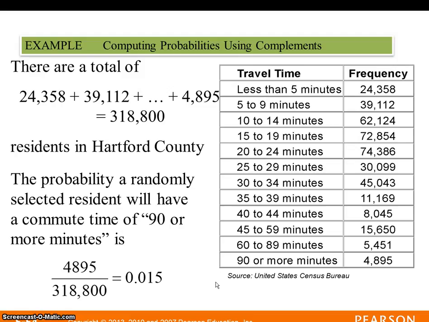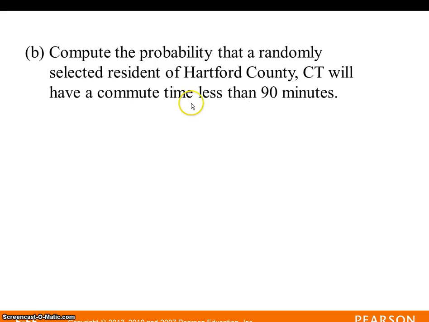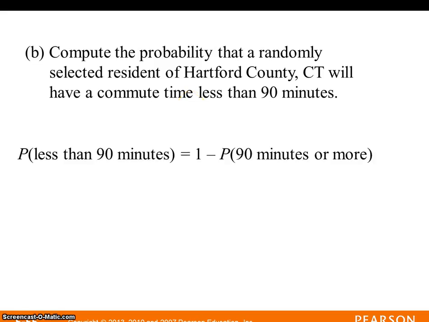Now, if you wanted to compute the complement of that, the hard way to do that would be to add all these together and then divide by the total. But what you can simply do in this case, if you want to calculate the complement, is just take 1 minus that probability, which will give you 0.985.